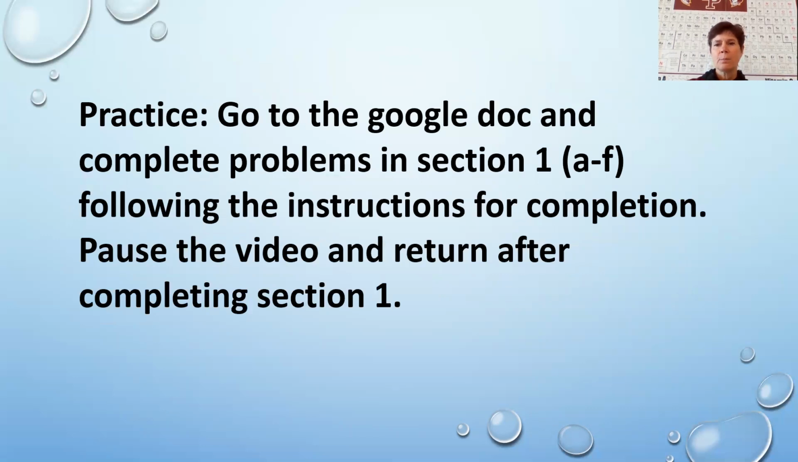Now is the first time for practicing. So what you need to do is go to the Google Docs and complete the problems in section 1. That's A through F, following the instructions for completion. And just a heads up, you're being asked to highlight all of the significant digits, underline the significant digit that is the estimated one, that's always the rightmost of the significant digits, and say how many significant digits there are for a particular value. Refer back to the rules that are written both on that document or in the slideshow as you need, and pause the video now and complete. Come back after you finish section 1.